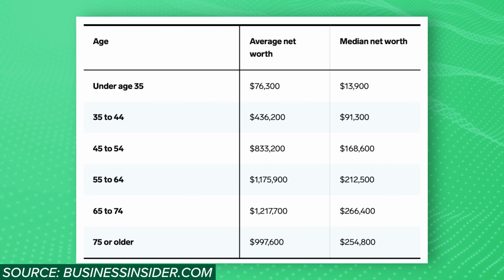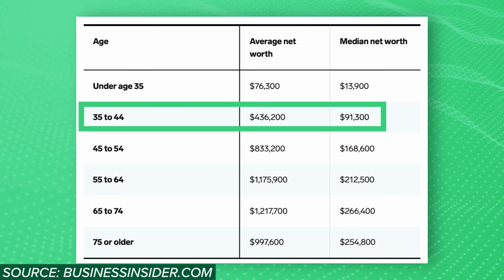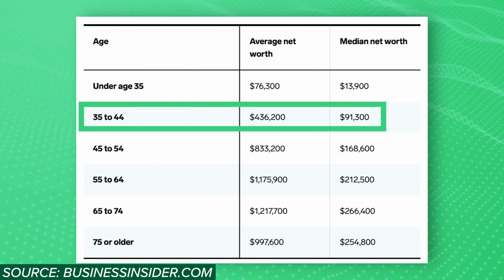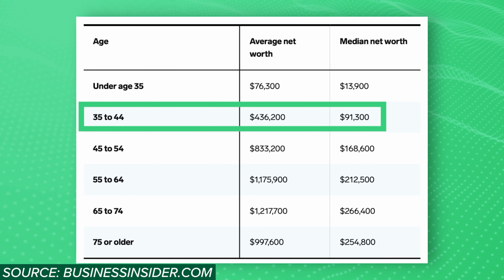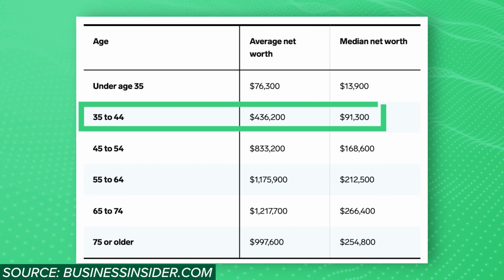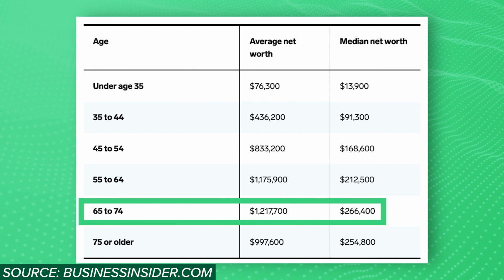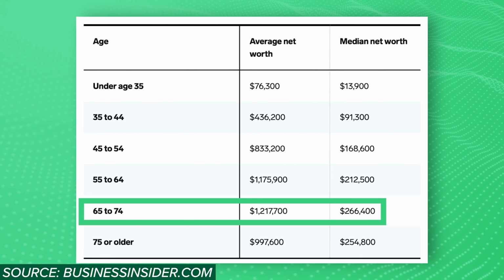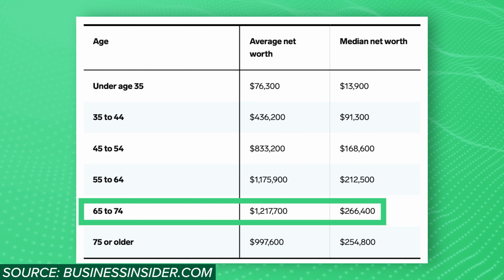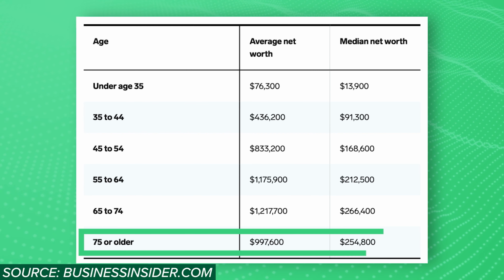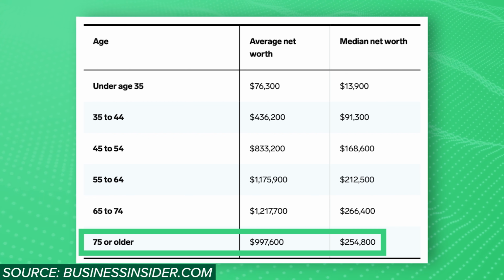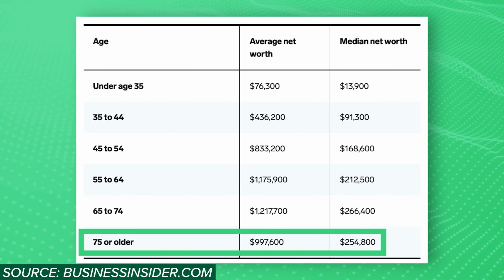These numbers increase pretty aggressively towards the 35 to 44 age group, with an average net worth around $436,000 and the median at $91,000. These numbers continue increasing towards retirement age, where presumably having tax-sheltered retirement accounts contribute a large amount to overall net worth. That is, until you start withdrawing from them to fund your lifestyle in retirement, where we finally see net worth start to decrease.